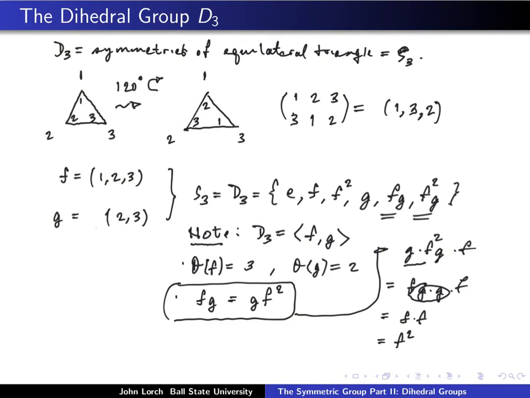Okay, so that is the structure of the dihedral group D3. Next we address D4, which is the symmetries of the square.